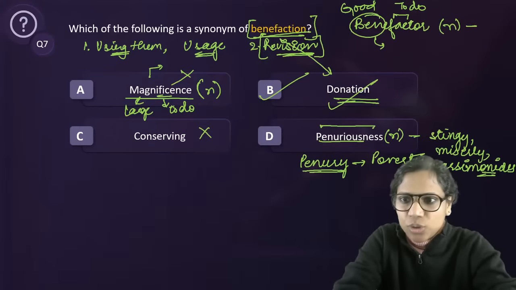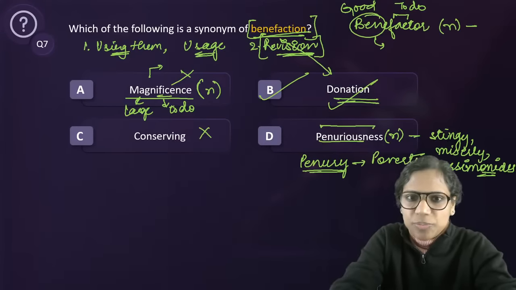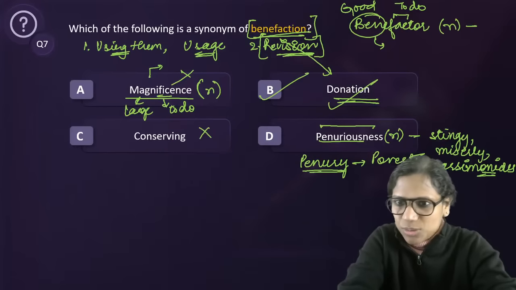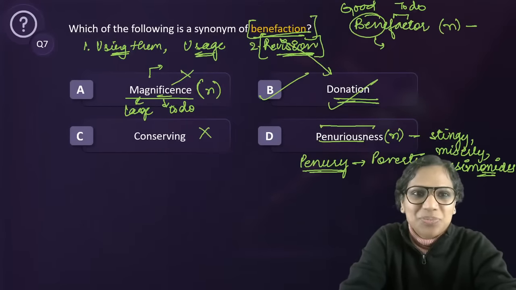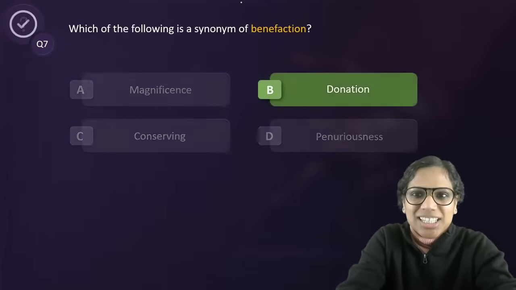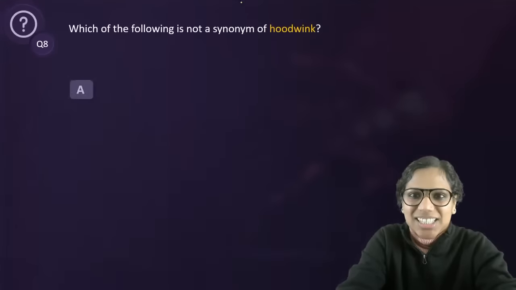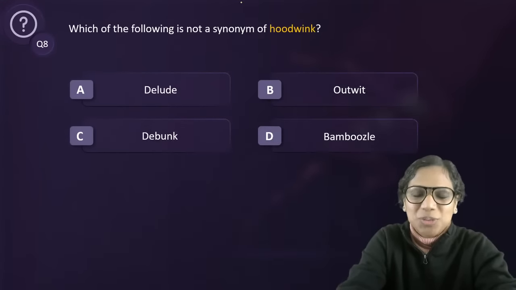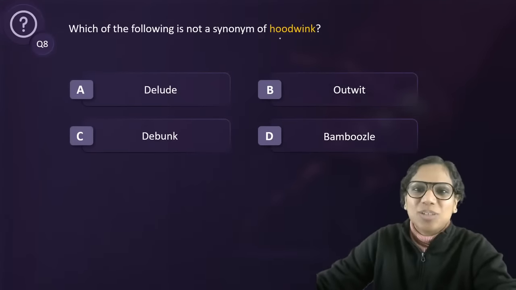Why am I writing along the word? Acha, probably penuriousness, this is what you mean? Are you talking to me? Okay, not clear to me. Anyway, I'll try to write, keeping in mind that my head can come in between. Meanwhile, you tell me the synonym of hoodwink.